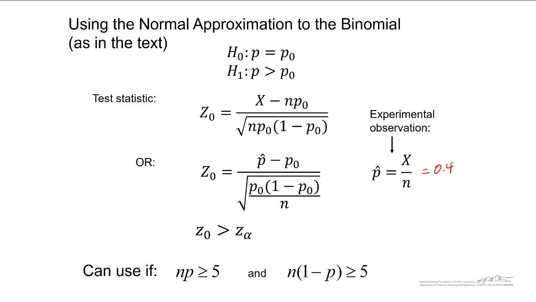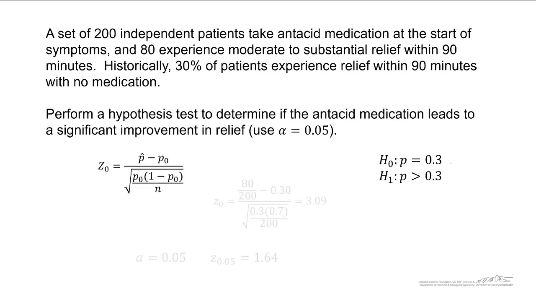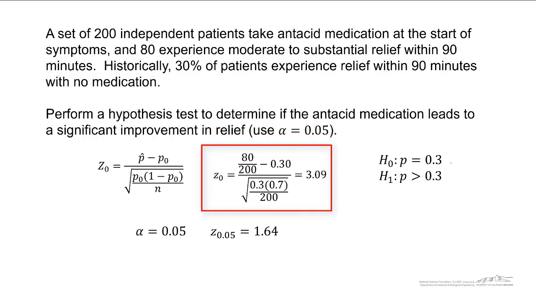And since this is an upper-tailed test, we can accept the alternate hypothesis if z naught is greater than z alpha. We're going to use alpha of 0.05. If this is true, then we can accept the alternate hypothesis. So let's go ahead and do this. We calculate our test statistic, z naught. We plug in our p hat of 0.4, subtract the null hypothesis, the proposed proportion of 0.30, and we divide by the square root of p naught times 1 minus p naught over n. We get a test statistic of 3.09.